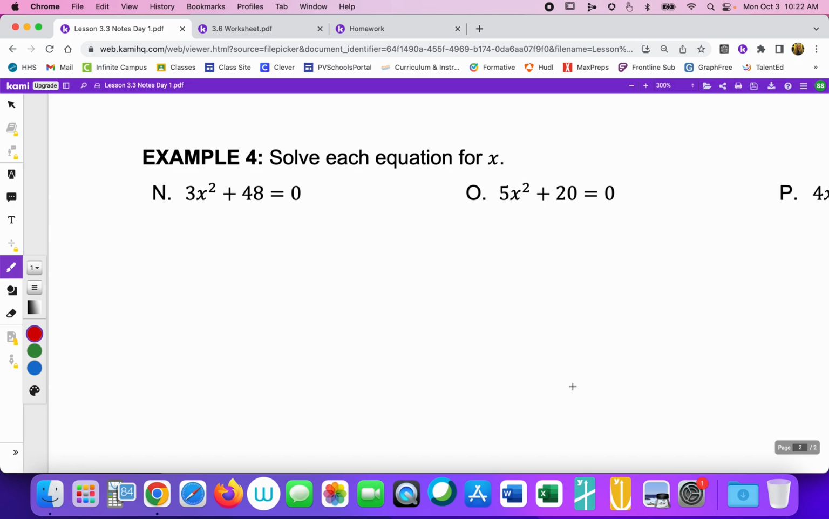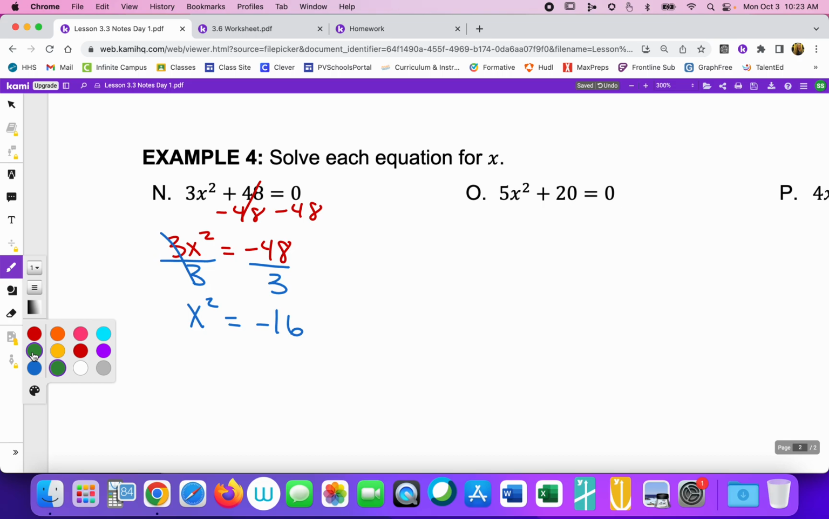If I just want x by itself, I'm going to subtract 48, move it over. So all these are the same 2 steps every time, pretty much. So you'll have 3x squared equals negative 48. Now what? I'm trying to isolate x, so I'm going to divide by 3. What's negative 48 divided by 3? Negative 16. How do I get the square to go away?